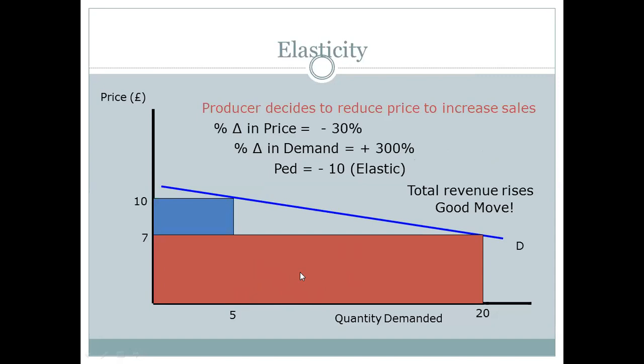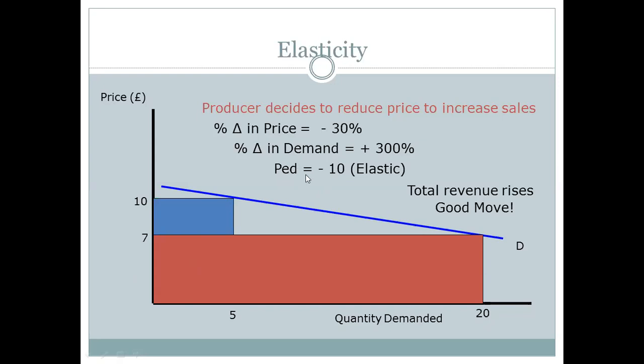Producer decides to reduce price to increase sales. So before it was £10, and now it's reducing to £7 in price. So the change in price is equal to 30%. But look at this quantity demanded. Before it was 5, and now it's increased to 20. So the change in demand is equal to 300%.